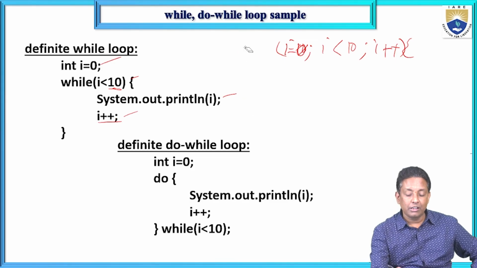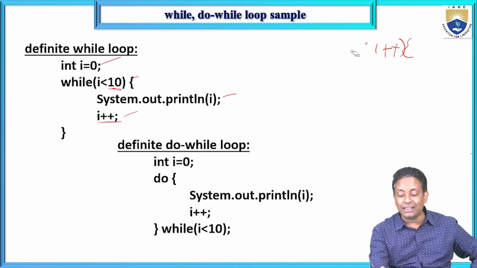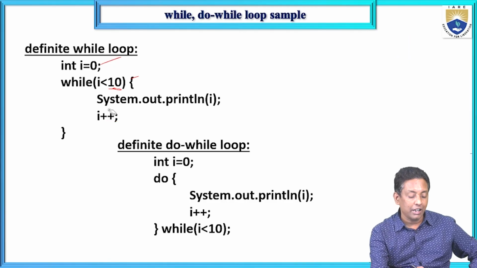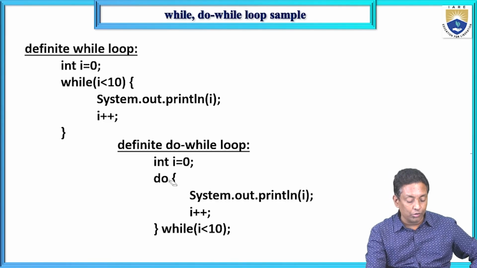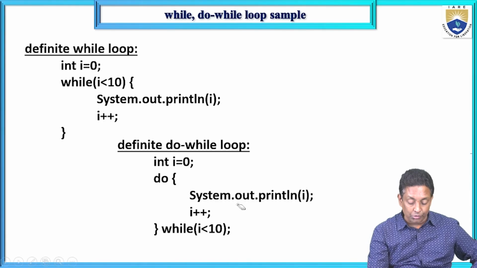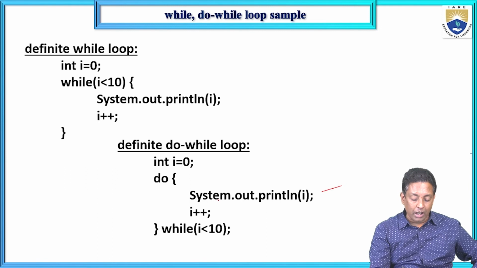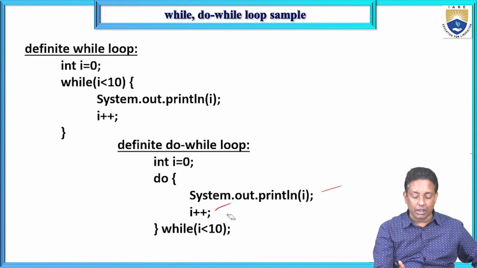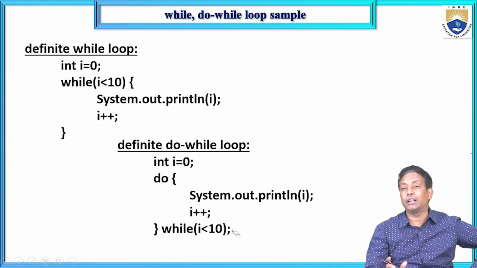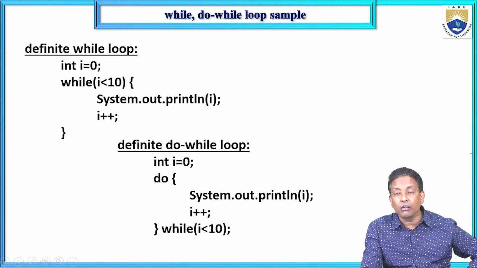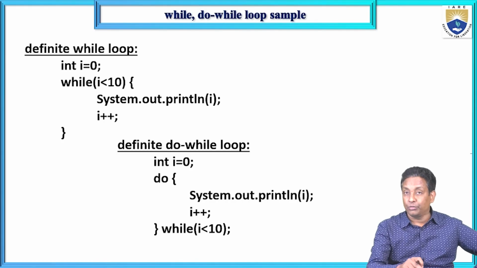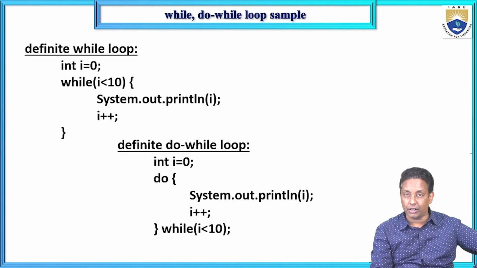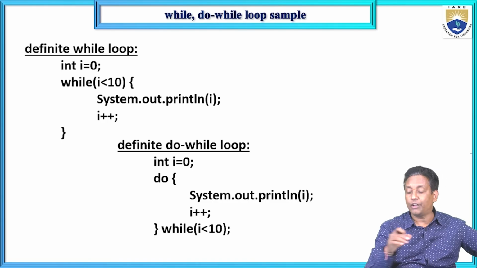In case of for loop, the steps are written horizontally. In while loop, the steps are written vertically. In case of do while loop also, int i is equal to 0, do. Without checking any condition, please enter into the do loop, System.out.println print i value, i plus plus, while i is less than 10. First you print the value and then check the condition here. These are both different while loops. Here also the loop will iterate for 10 times, here also the loop will iterate for 10 times. This is a definite while loop, this is a definite do while loop.